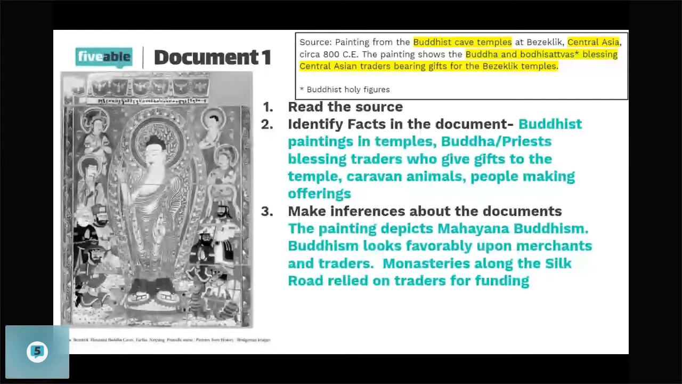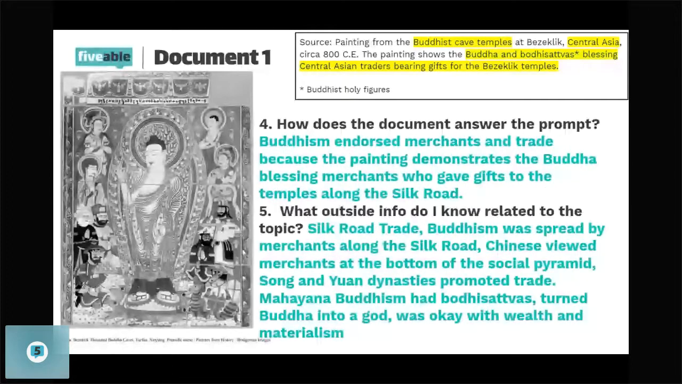The prompt was, how did cultural beliefs influence attitudes on merchants? So Buddhism endorsed merchants and trade, and you want to say so because the painting demonstrates the Buddha blessing merchants who gave gifts to temples along the Silk Road. This one is showing a very favorable attitude towards merchants. Buddha is blessing them, so they obviously like them.